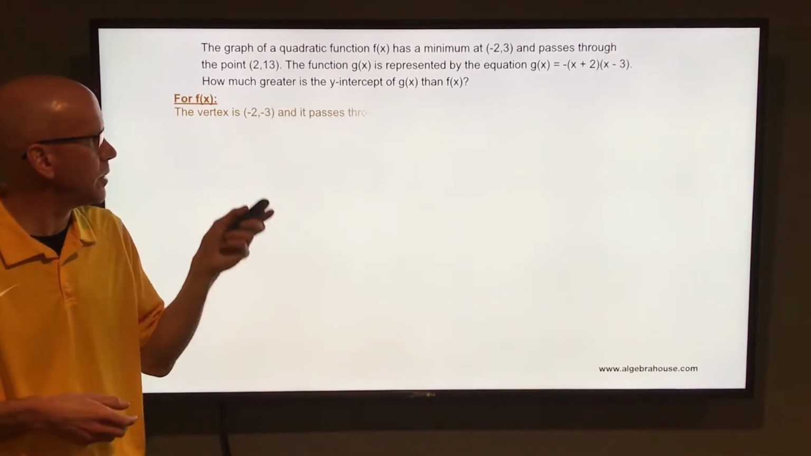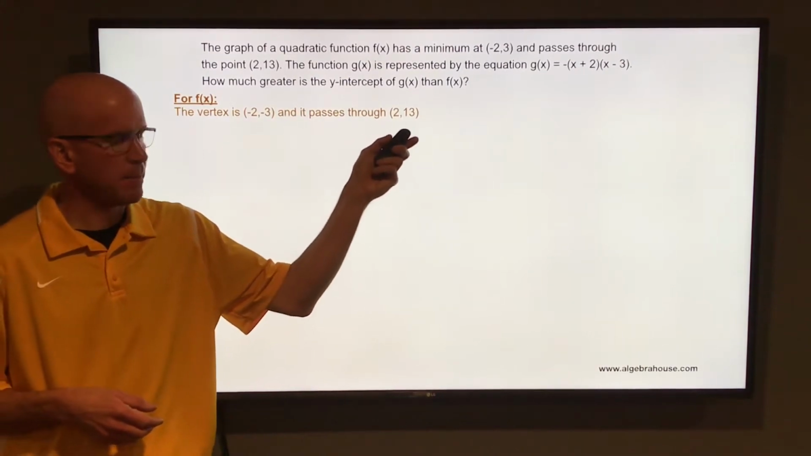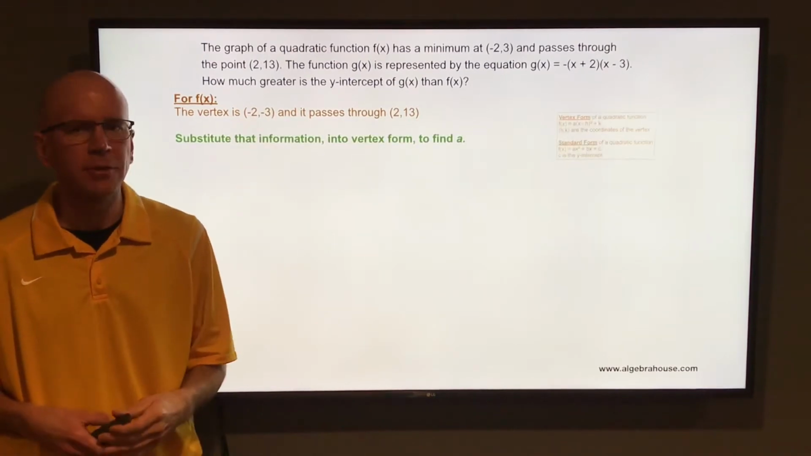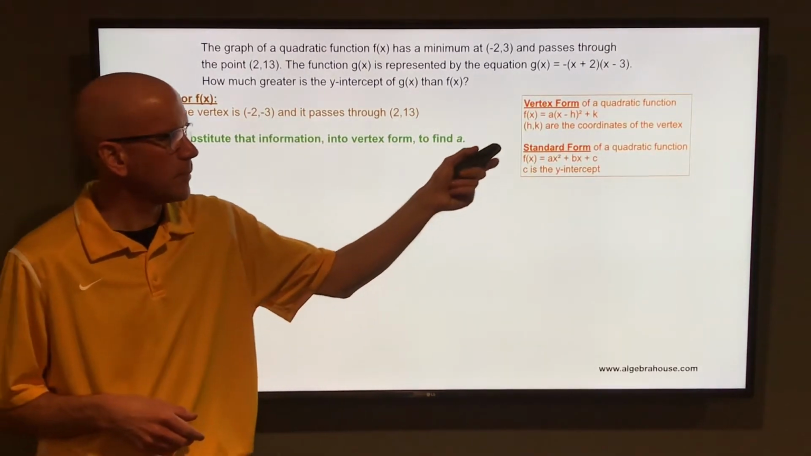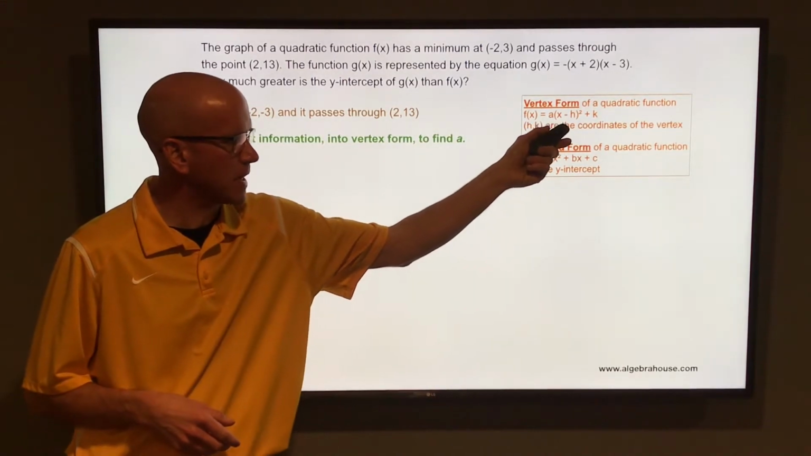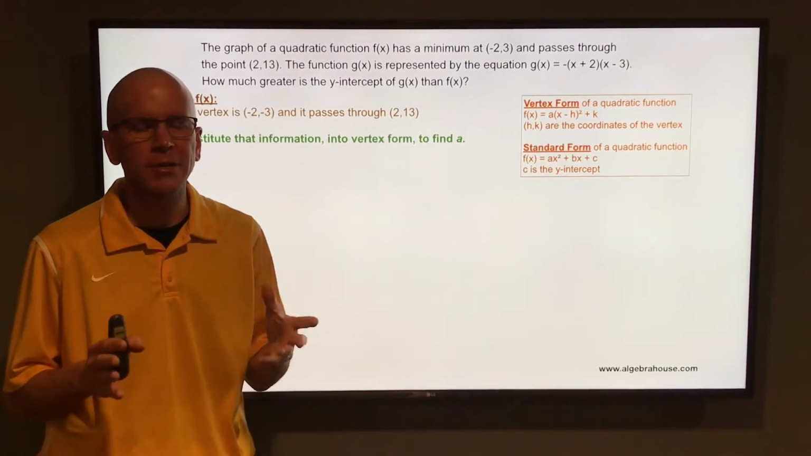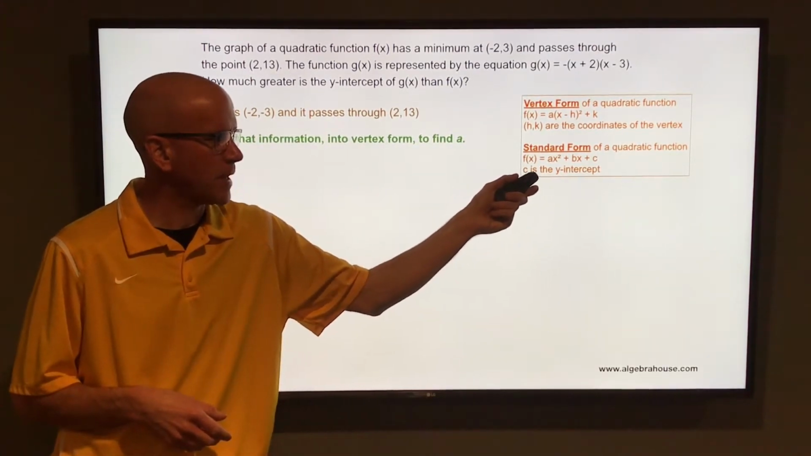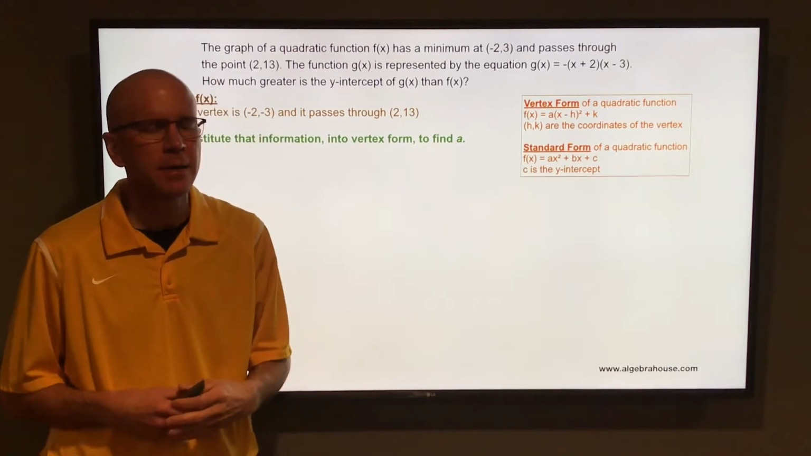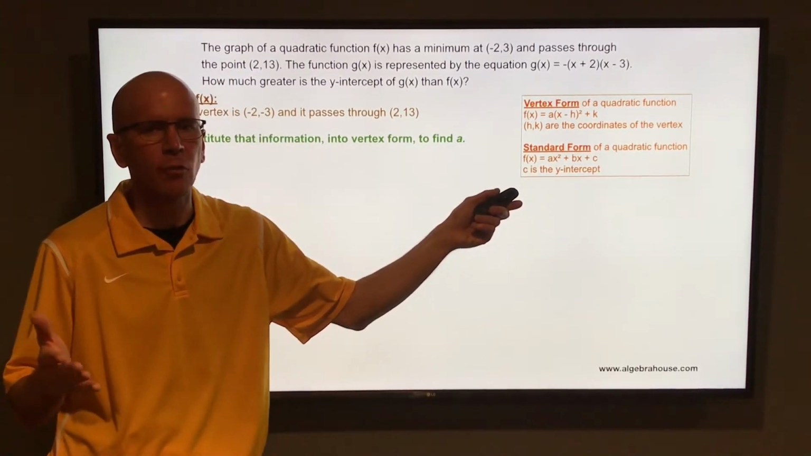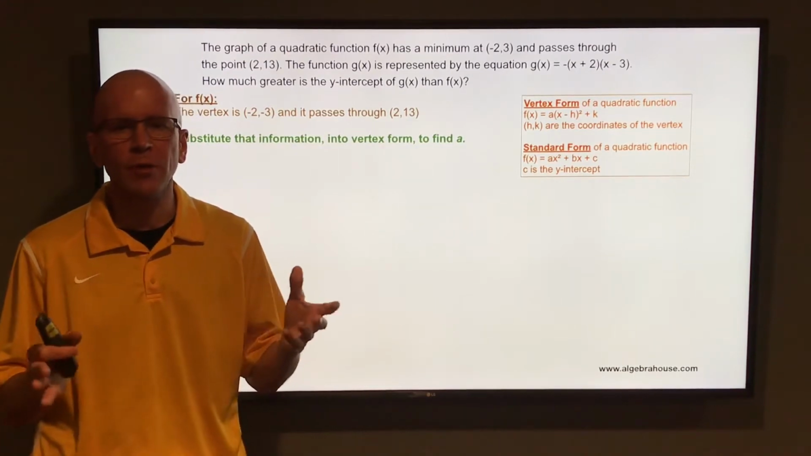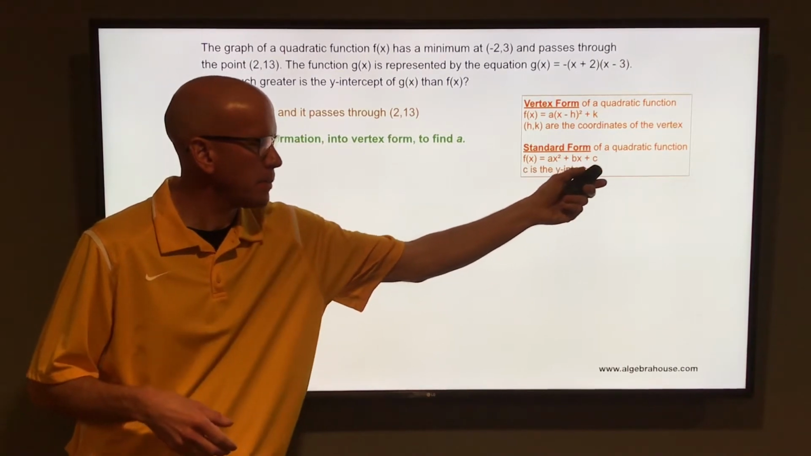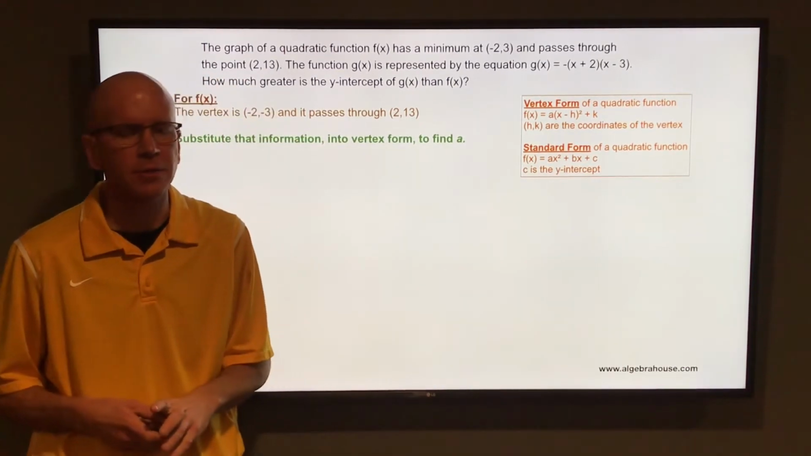So for f of x, what you know is the vertex is negative 2, negative 3, and it passes through the point 2, 13. What we're going to do is take that information and substitute into vertex form. So vertex form of a quadratic function is f of x equals a times x minus h squared plus k, where h and k would be the xy coordinates of the vertex. Standard form of a quadratic function is f of x equals ax squared plus bx plus c, where c, the constant term in standard form, is the y-intercept. So for both of these, f of x and g of x, we're going to get those in standard form so that we can compare the y-intercepts, compare the constant terms.